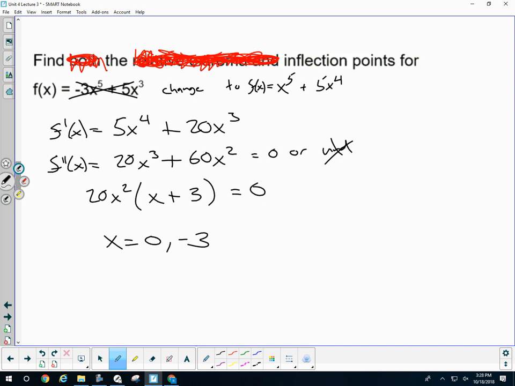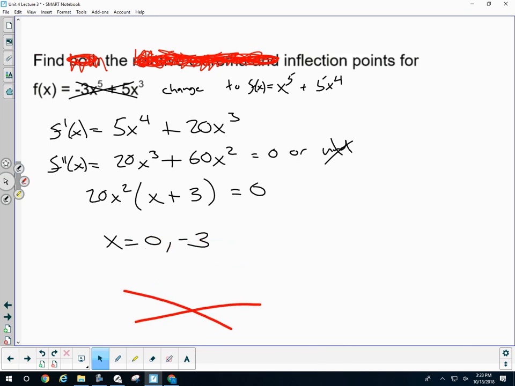Okay, here's where some people mess up. They find the second derivative. They're like, oh, points of inflection, that's the zeros. That's when they change sign. They have 0 and -3. They circle that on a multiple choice test, and they are wrong.